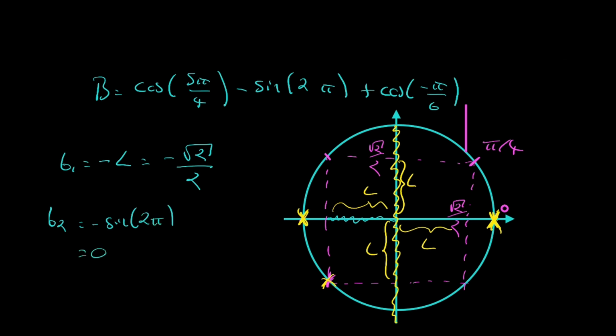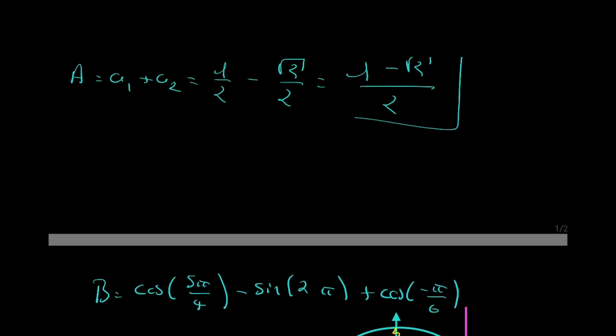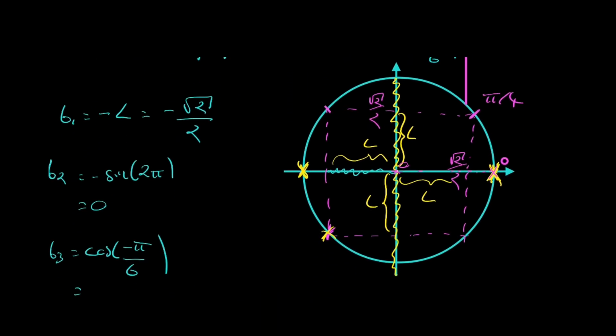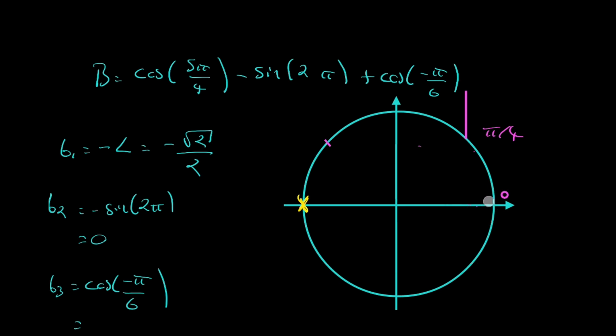So B2, which is minus sinus of 2 pi, is equal to 0. Okay, because if we read the value of this point on this axis, we've got 0. Perfect. And now for B3, which is equal to cosinus of minus pi over 6, we have already done this one. No, we've not done this one yet, sorry. So let's erase all of that. So let's erase all the values.